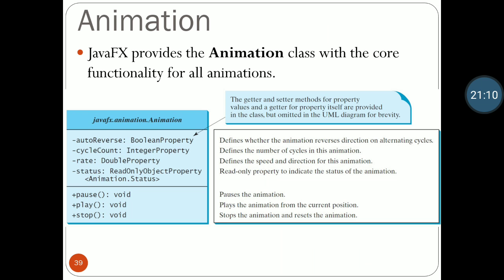Next is animation. First, JavaFX provides the Animation class with the core functionality for all animation. Let's take some properties. First, autoReverse, that will define whether the animation reverses direction on alternating cycles. Second, cycleCount, that will define the number of cycles in this animation. Third, rate, that will define the speed and direction for the animation. Next, status, that will be a read-only property to indicate the status of the animation.